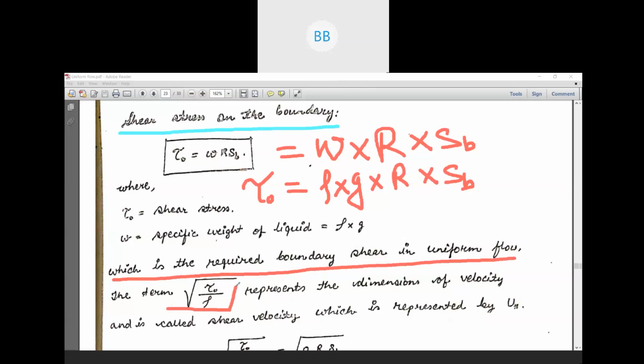Then this term, root over shear stress divided by density, will give you the shear velocity. You can write this line: the term root over shear stress divided by density represents the dimension of velocity, and it is called shear velocity, which is represented by u star.